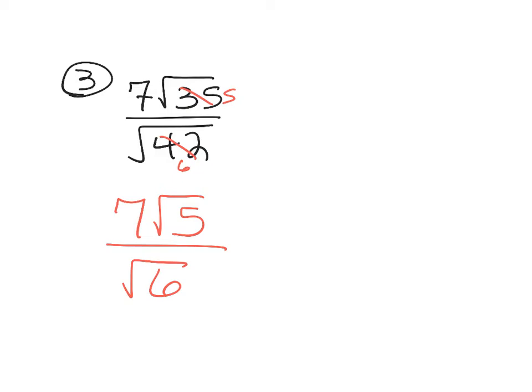Remember, we can never ever leave a square root in the bottom of a fraction, so we need to rationalize. The way that we rationalize is to make the denominator a perfect square. And to do that, I multiply it by itself. But remember, whatever we do to the denominator, I have to do to the numerator. So I'm going to multiply both the top and the bottom by the square root of 6.